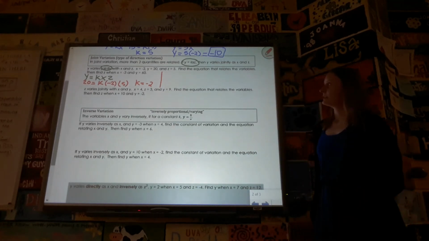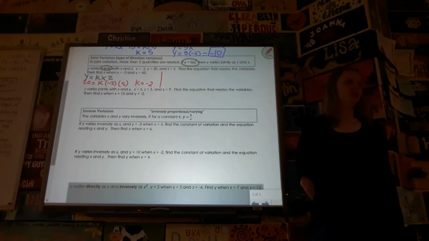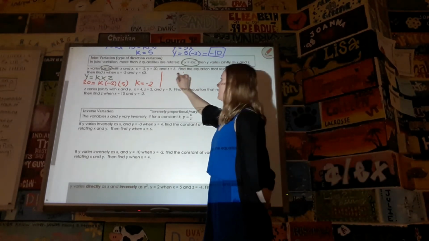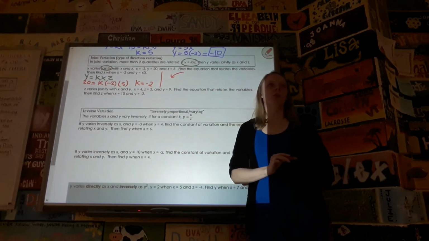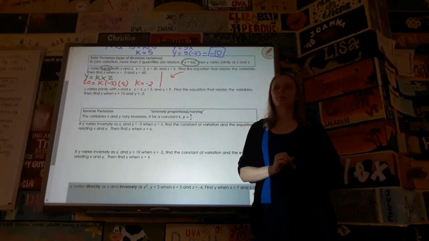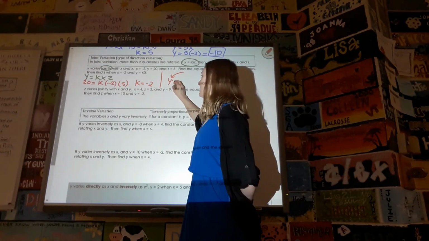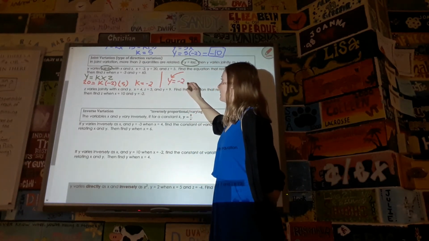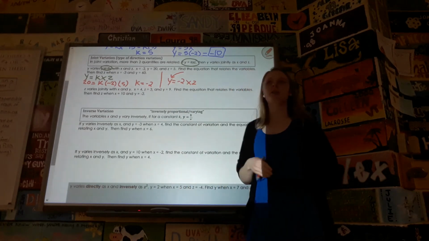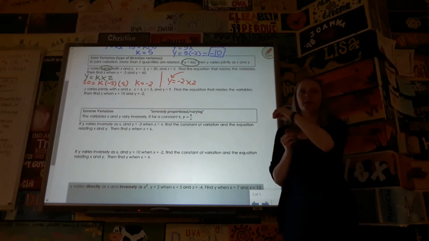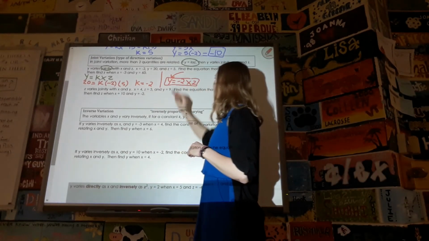So the first part of the question says, find the equation that relates the variables. So what would I write down as an equation that relates the variables? What would that equation be? What's the variation equation? Y equals... yes. It's the skeleton equation for this joint variation, but with k plugged in, because the k is specific to the scenario. So this is the first part that they wanted.